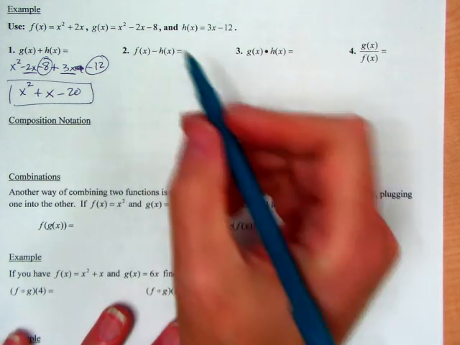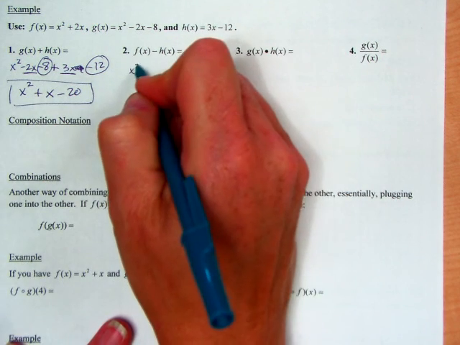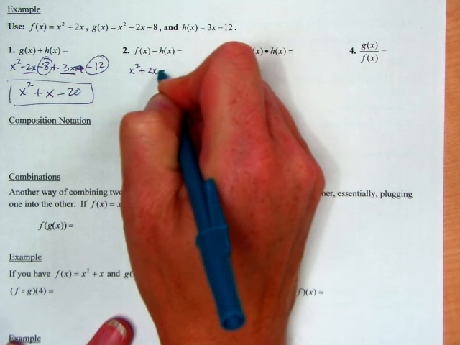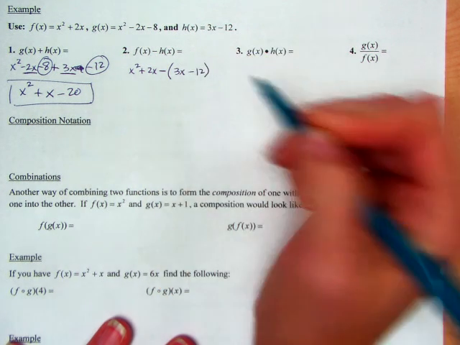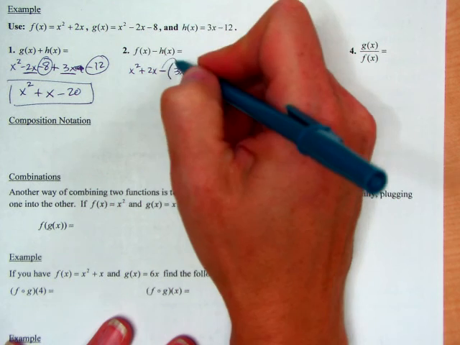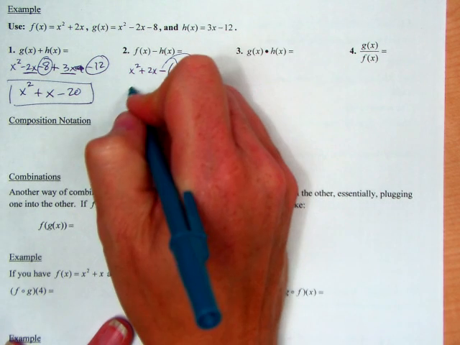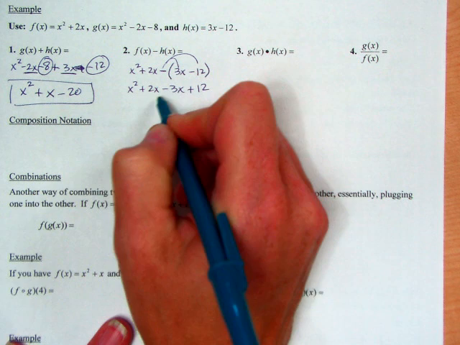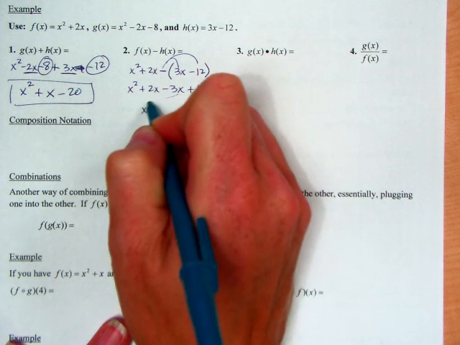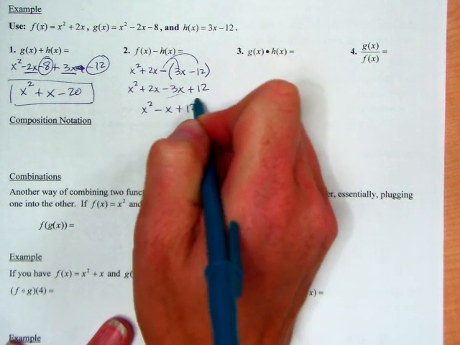Next one we're going to subtract. What you have to watch out about subtraction is this minus sign, and you need to make sure that you subtract the entire h function. So that negative has got to distribute to both of those. So x squared plus 2x minus 3x plus 12, and then just combine these two guys together. So x squared minus x plus 12.